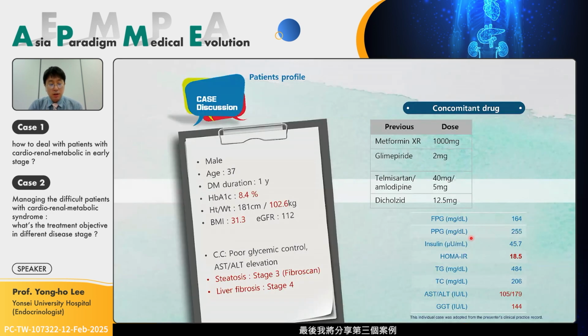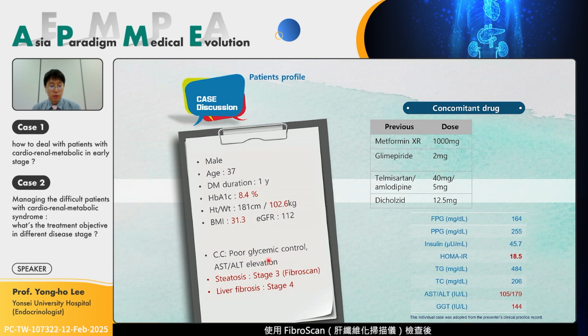Lastly, I'm going to share the last patient, a male, 37 years old. He was diagnosed with diabetes only 1 year ago. He had an A1C of 8.4, and he had a huge body weight, over 100 kilograms, BMI of 31. And he came to our clinic because of poor glycemic control, and also liver enzymes were elevated.